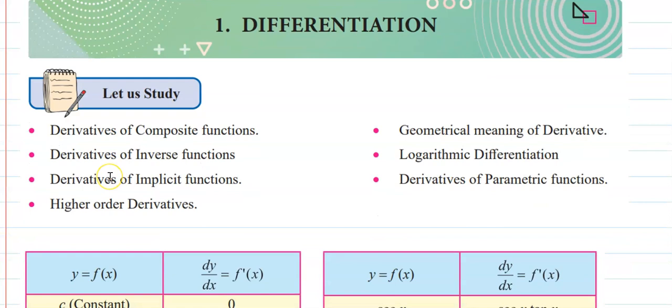Now in this chapter, what you are learning, the first is the derivative of composite functions. Okay, this is very important. If you understand the derivative of composite function, then all other topics are very easy. Okay, I will explain this in a very simple language.